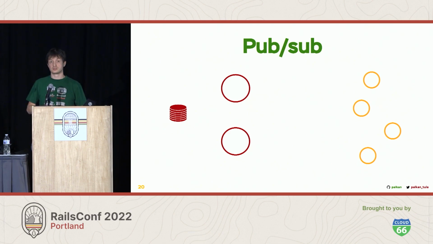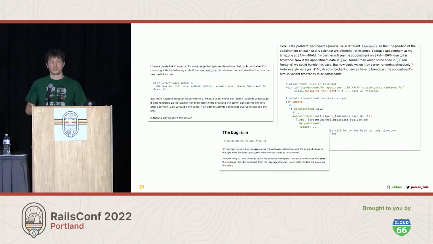And that leads to many questions. Like, hey, I'm using current user in my template, but how can I broadcast this template to other users? Or how to send data to everyone, but not this particular user? There is no such thing. This is publish-subscribe. We don't know about users.